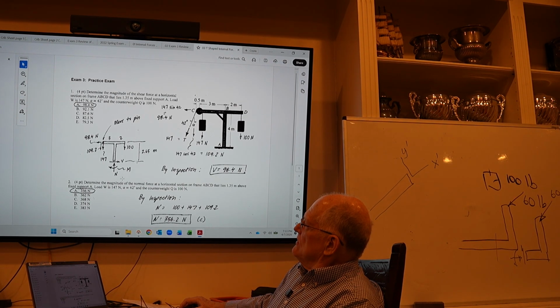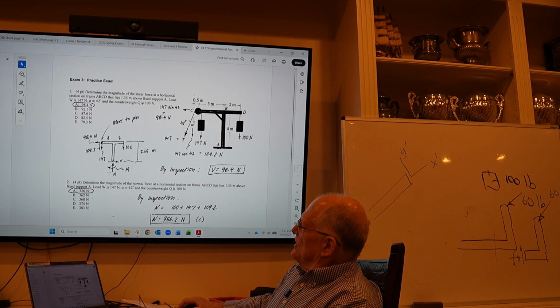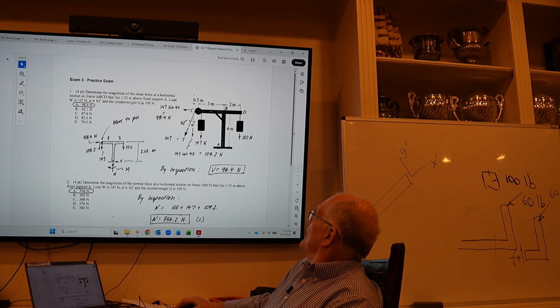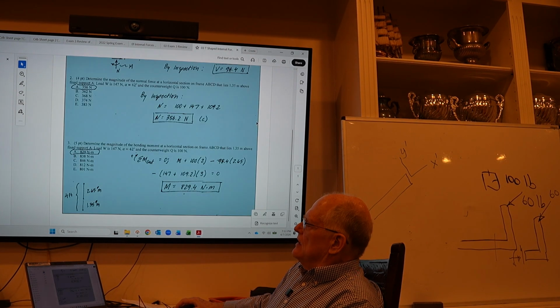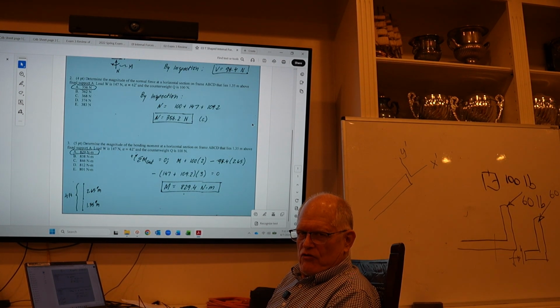The axial is 100 plus 147 plus 109, which is 356.2. And then the bending moment is the moment of the 100 times 2, the 98.4 times 2.65, and then this guy plus this guy times his moment arm, which is 3. And so that's the moment there. A little more complicated, but you get the bending moment. So, questions on that? Those are internal force problems.